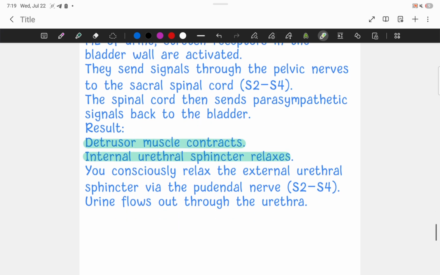After the nerves send signals back, the detrusor muscle contracts. The internal urethral sphincter and external urethral sphincter relax. What happens after they relax? Urine flows out through the urethra. So you need to memorize when the muscle contracts and when the muscle relaxes.